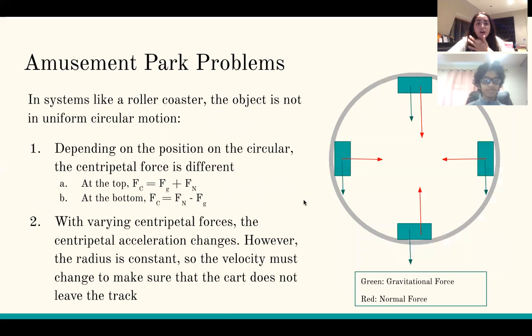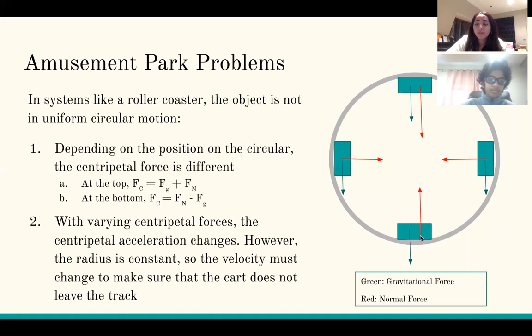And we're also going to talk about the amusement park problem. This idea and this problem is very common on the AP because it deals with the change of force and its direction. We can think about this as going on a roller coaster. The object is not necessarily in uniform circular motion because its velocity is always changing, because the centripetal force is changing, because there are different forces acting upon it.